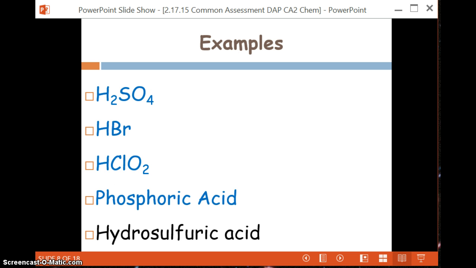Okay, here are some examples of acids. I want you guys to try to name these. If you don't have a periodic table, this first one is sulfate. The second one, you should know what to do with that. And ClO2, that is chlorite. So you should know what to do with that. All right, I'll give you about, let's say, 90 seconds to name the acids or write the formula for it.